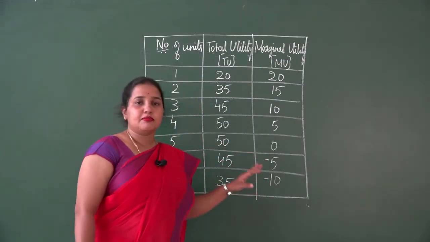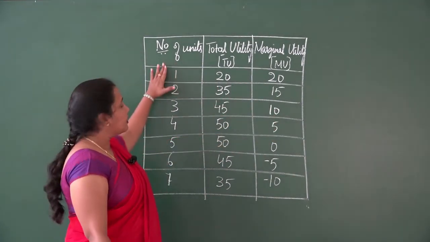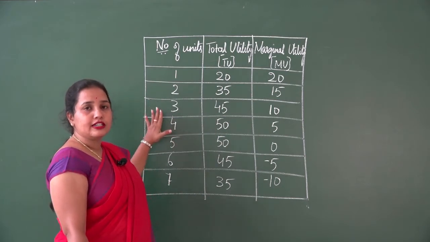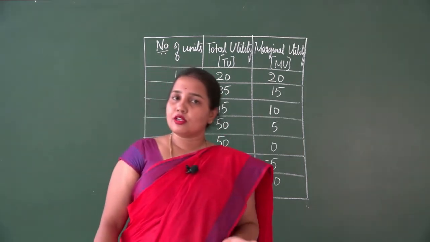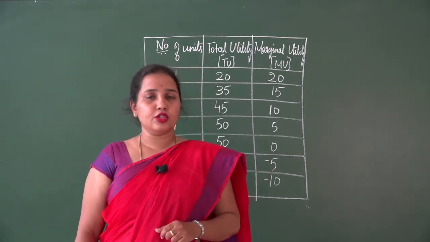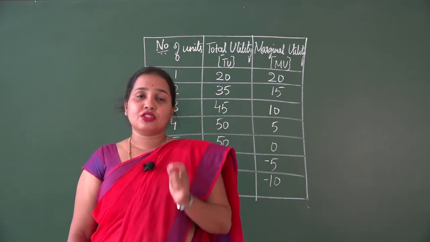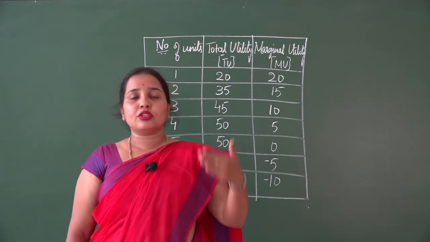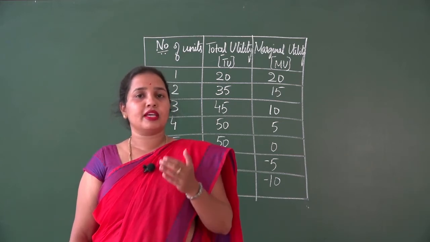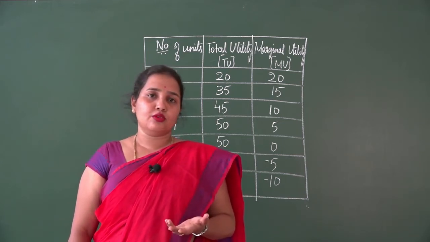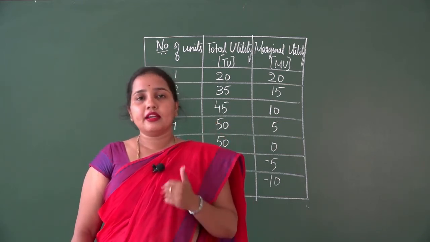In this particular table, we have the schedules of total utility, marginal utility, and the number of units of the commodity consumed by a consumer. We are already clear about what total utility and marginal utility are. To recall, total utility is the sum of marginal utility. When we take the total satisfaction derived from all the units of the commodity consumed by a consumer, we call it total utility. Just by taking the summation of all the marginal utility, we get total utility.